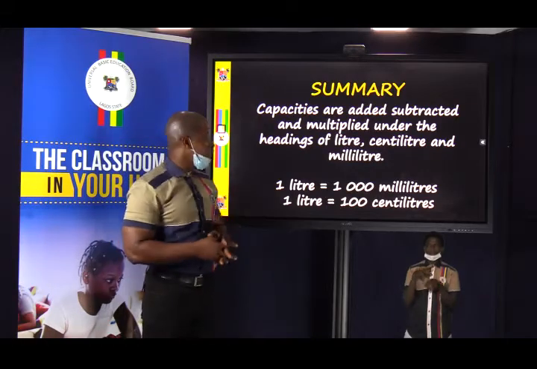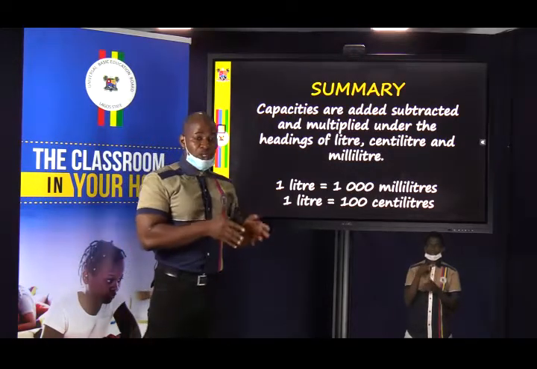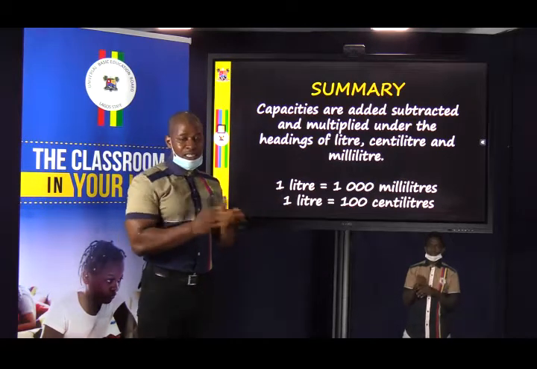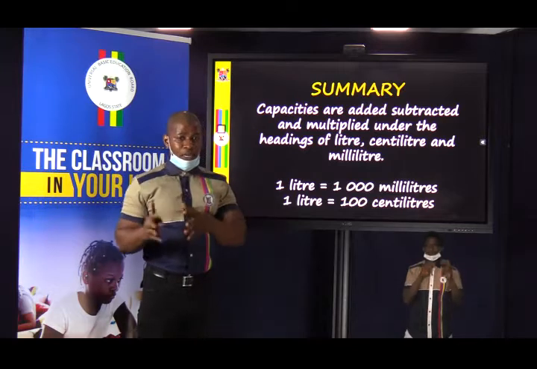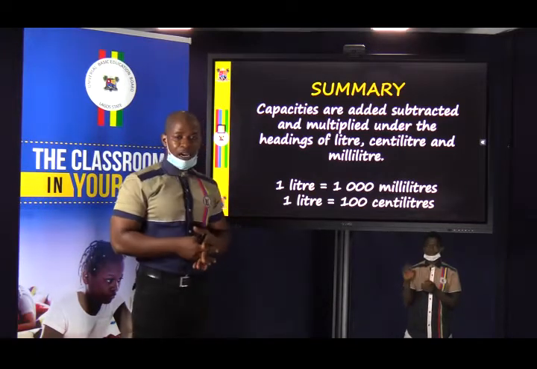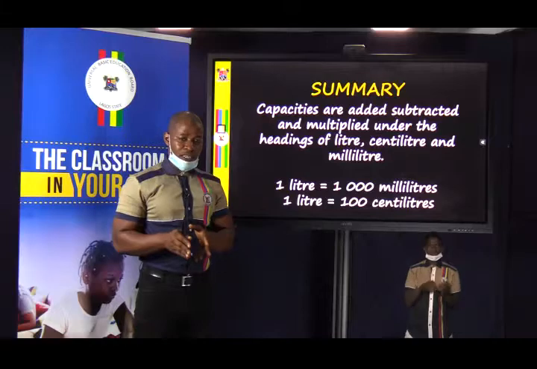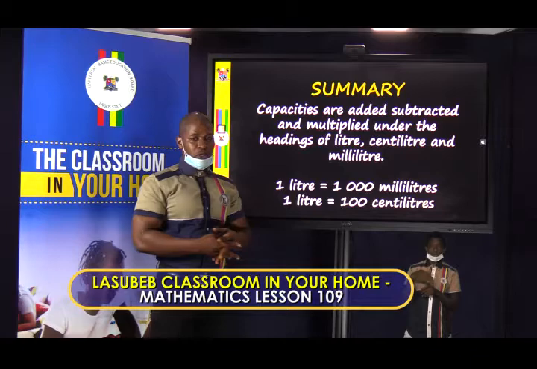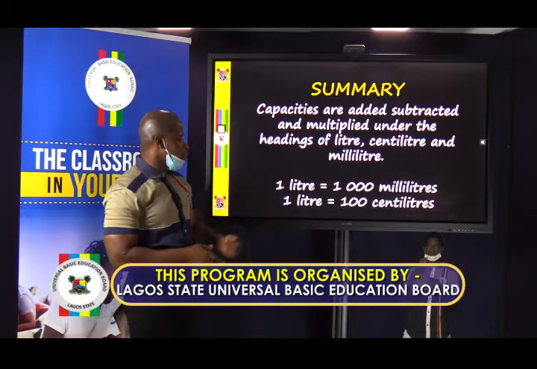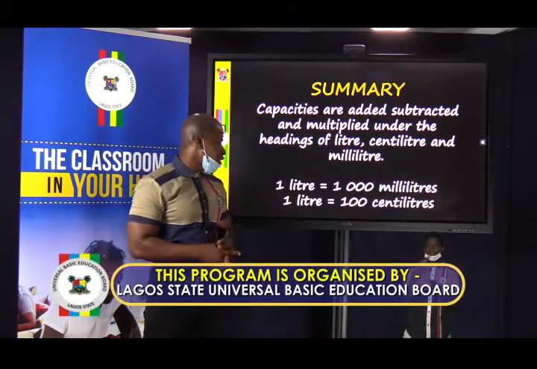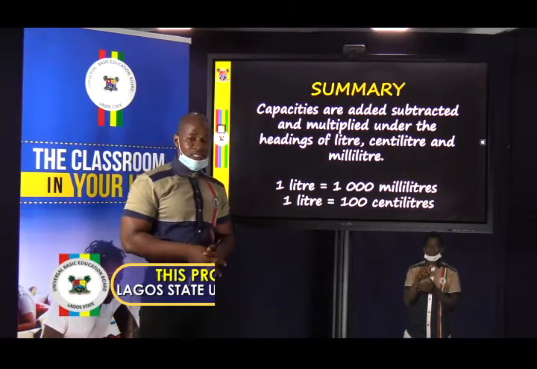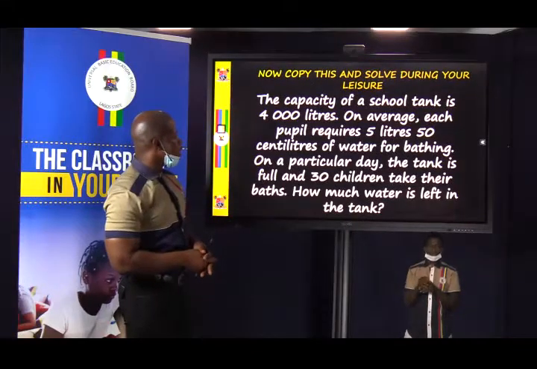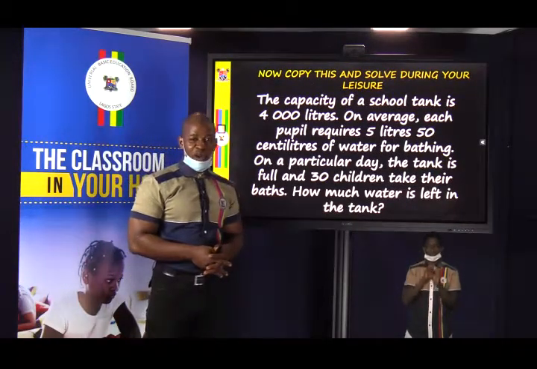But the summary of what we have learned today is that when we want to add, subtract, or multiply capacities, we have to put them under the appropriate heading, either liters, centiliters, or milliliters, and then carry out your operation. By the end, when you're done, check if you have any spillover from the lower unit and add it to the higher unit. And remember the relationship that 1 liter is 1000 milliliters, 1 liter is 100 centiliters. Keep that in mind as you attempt solving this homework. Capture this in 20 seconds, and I'll be right back to sign off.